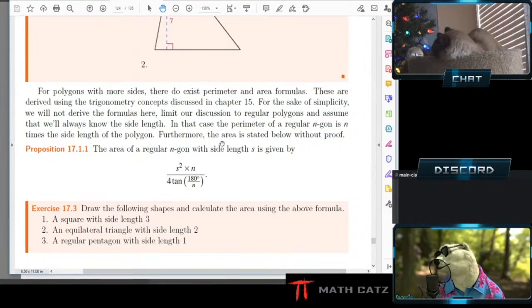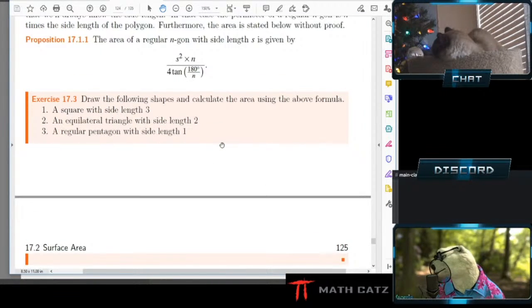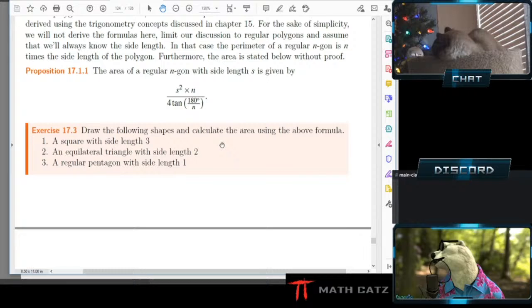So in our last little bit, let's see if there are questions that ask me to use this. Book again here. There's some in 17.3. Now, because these are all regular, they don't have to draw the picture for me. They can just tell me, draw a square with a side length 3 and use the formula to find the area. Practice it on an equilateral triangle with side length 2, a regular pentagon with side length 1. Right? I can do this. I can use this formula for any regular polygon.